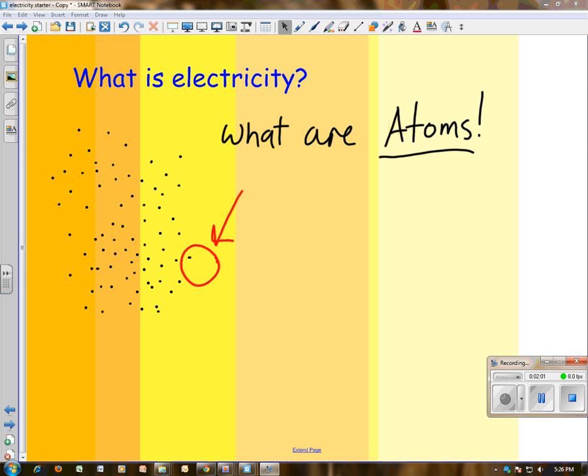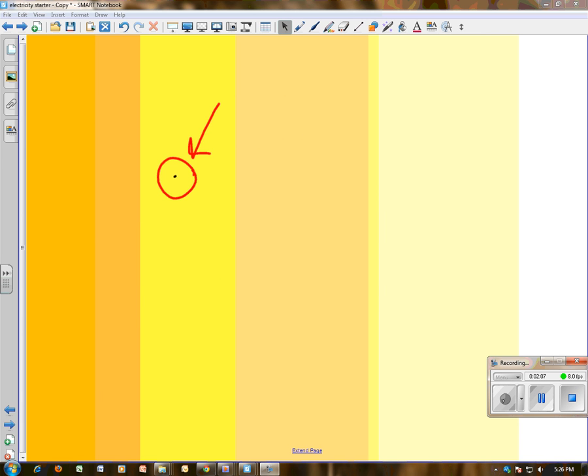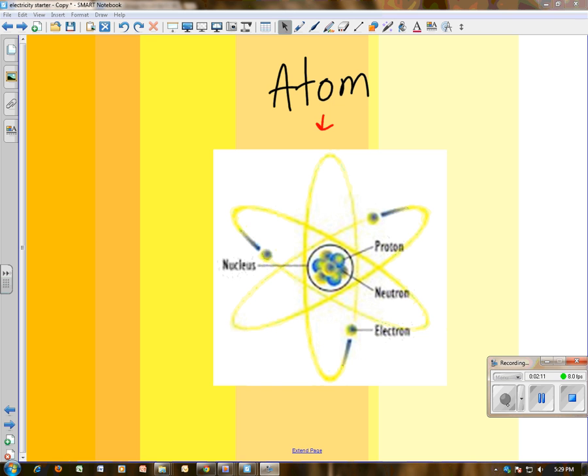Okay, here's the one we're going to have a close look at. Let's zoom in on it. Okay, there it is. Let's make it really big. The atom. Okay, guys, here it is, the atom close up. I know it's blurry, so I'm going to fix it up for you.